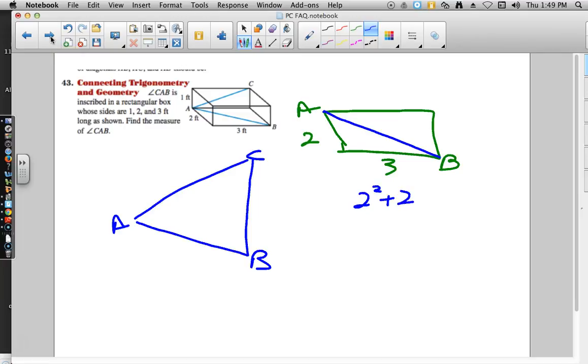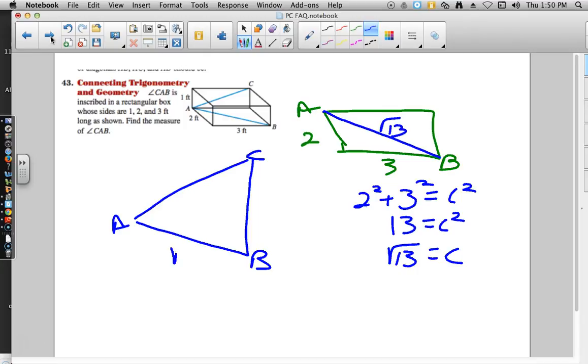So 2 squared plus 3 squared equals the blue that I want squared. I'll just call that C. 4 and 9 are 13. So the square root of 13 will give me that value. And I notice that that's AB over here on the triangle that I'm already using. And then what I have to do is figure out the other two sides.